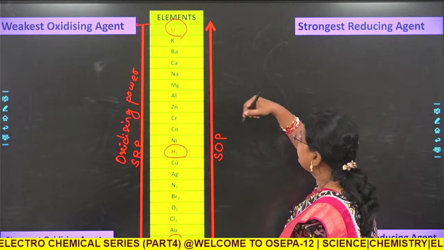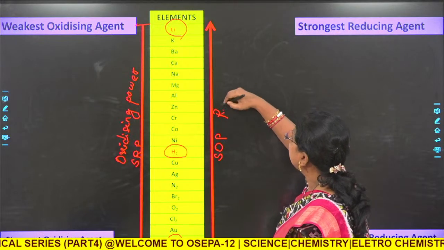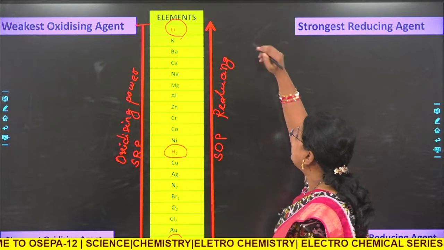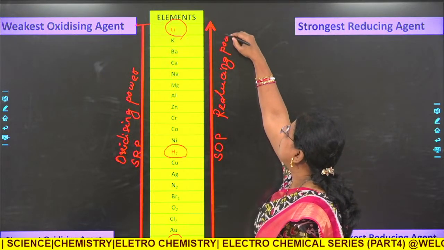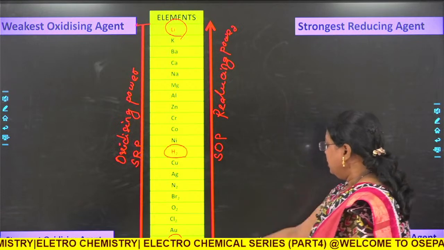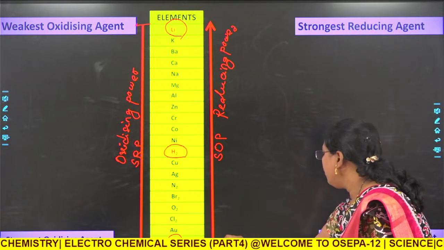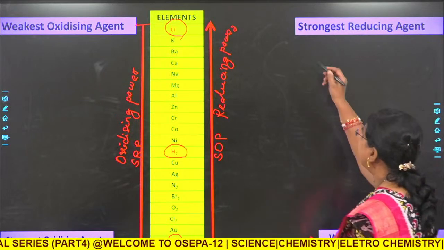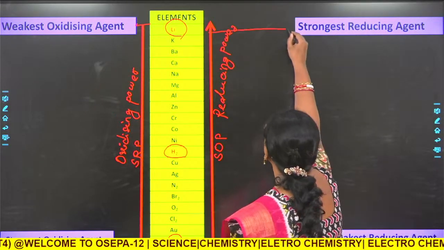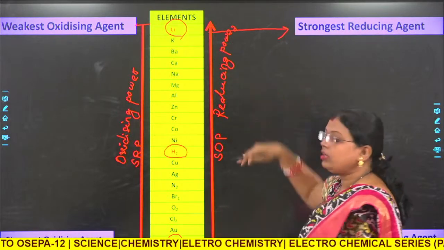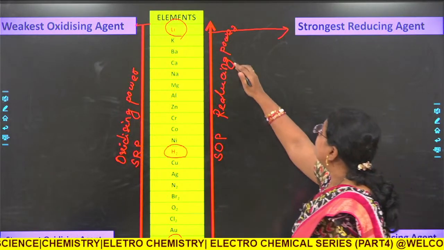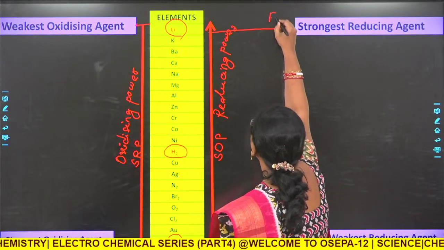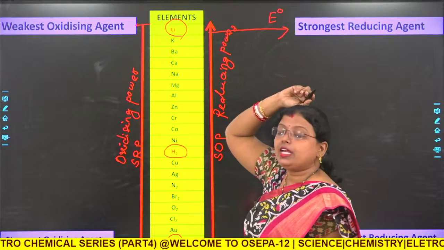So, what about their reducing power? The reducing power also increases from bottom to top. That means fluorine is the weakest reducing agent among all, and lithium is the strongest reducing agent among all. Okay. So, you should know the standard reduction potential of lithium.